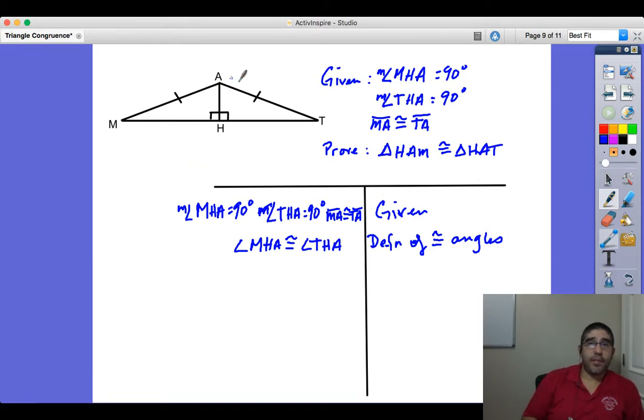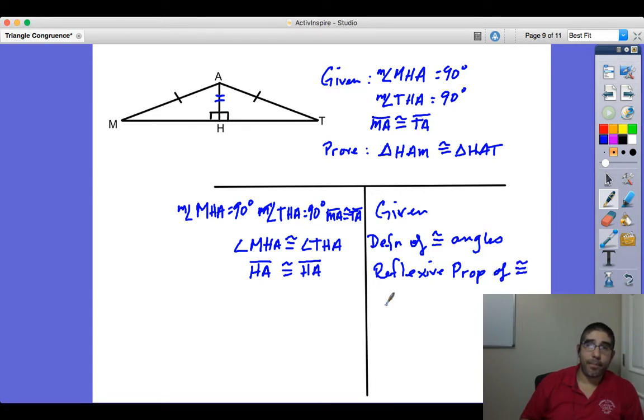Now again, we have MA and TA, but we also have this one. Again, we have more reflexive property. So that means we can say that HA is congruent to HA. And you might be laughing about that. Ha ha. But it's true. Reflexive property of congruence.